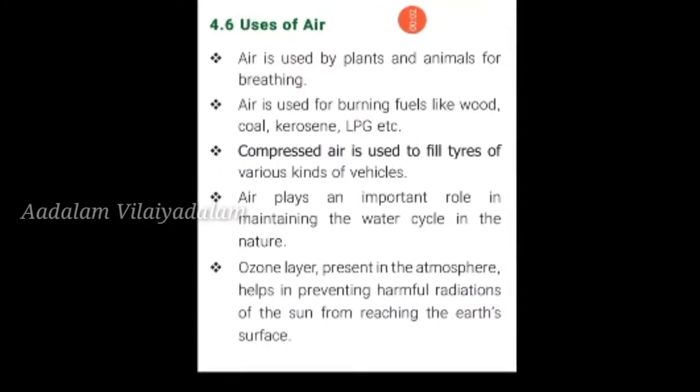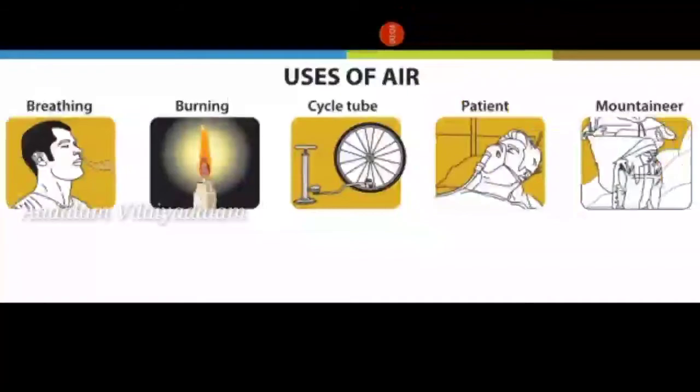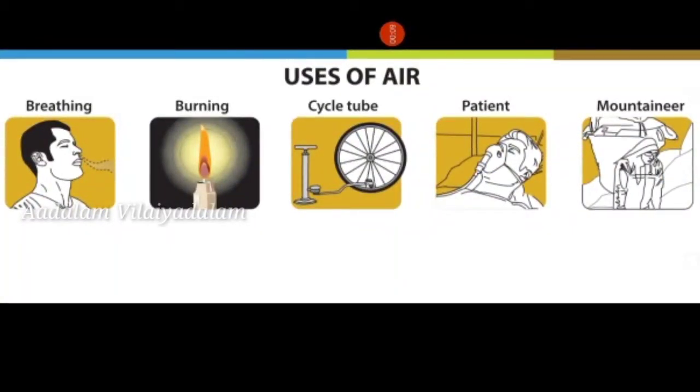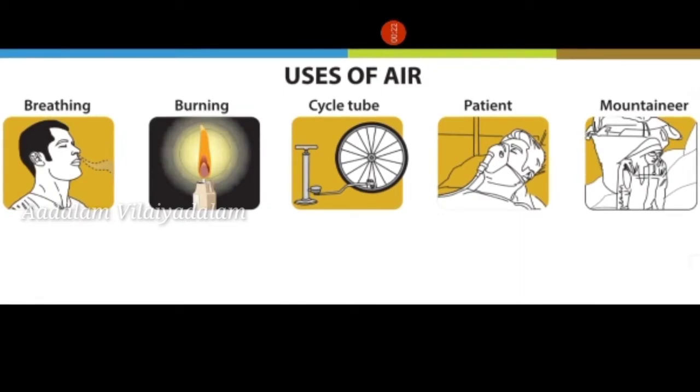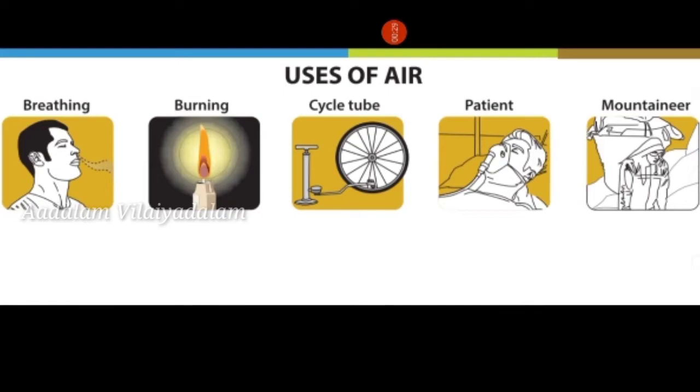Topic, uses of air. The first point, breathing. Air is used by plants and animals for breathing. Second one, burning. Air is used for burning fuels like wood, coal, kerosene, etc. Third one, cycle tube. Compressed air is used to fill tires of various kinds of vehicles. Next one, water cycle. Air plays an important role in maintaining the water cycle in nature.